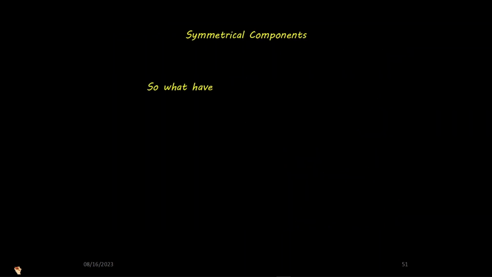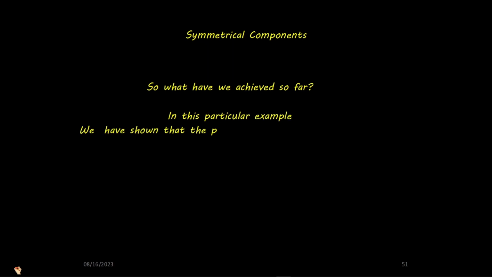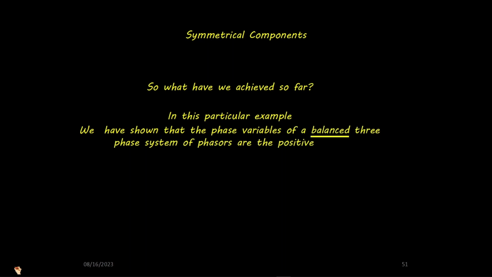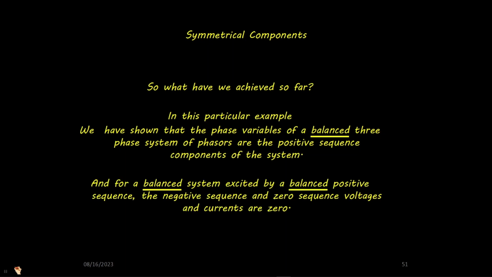So what have we achieved so far? In this particular example, we have shown that the phase variables of a balanced three-phase system of phasors are the positive sequence components of the system. And for a balanced system excited by a balanced positive sequence, the negative sequence and zero sequence voltages and currents are zero.